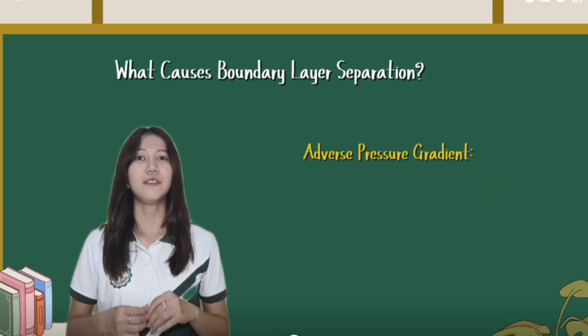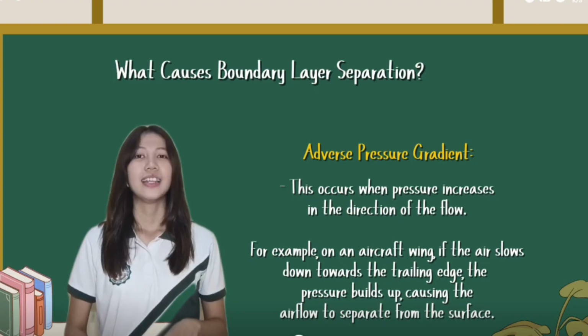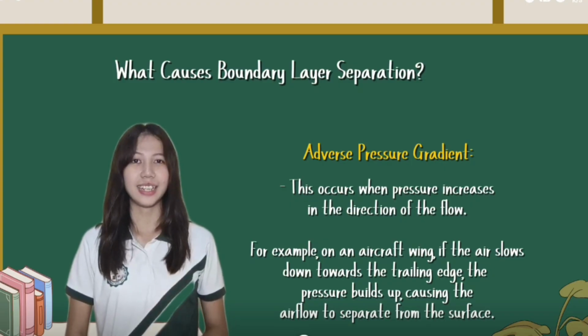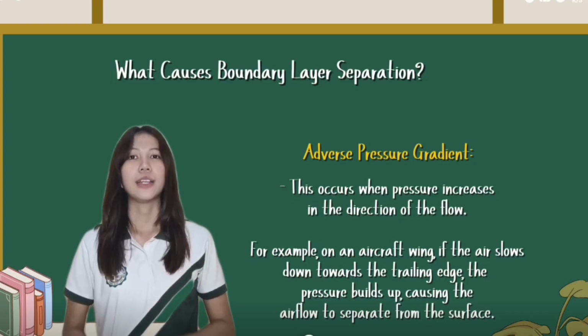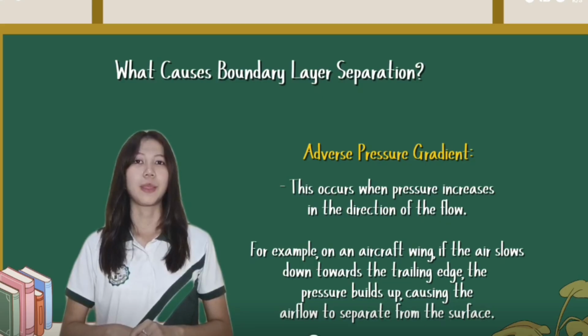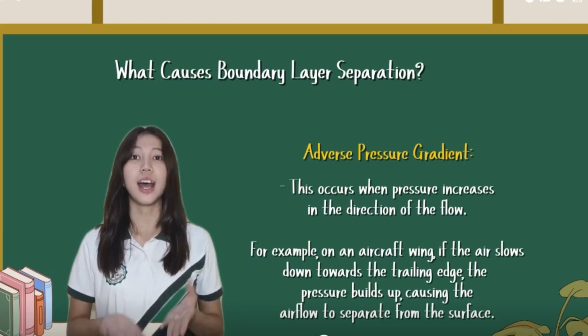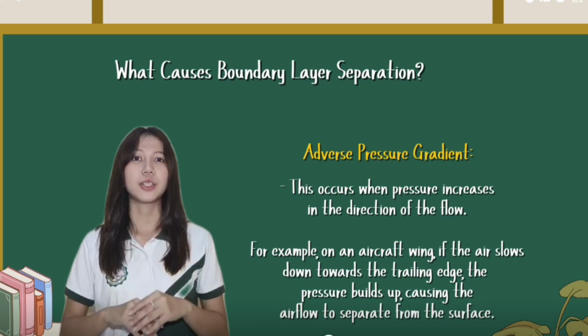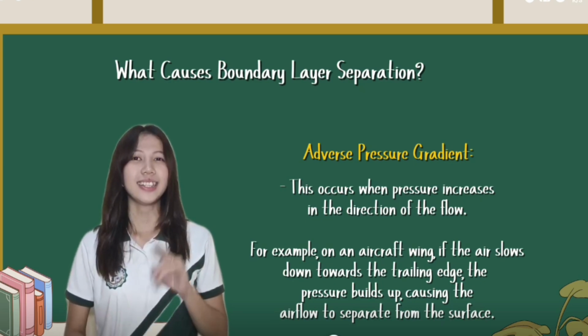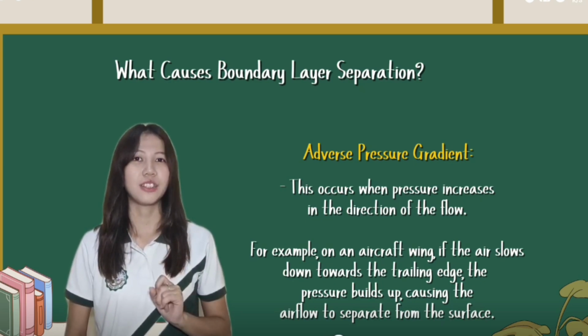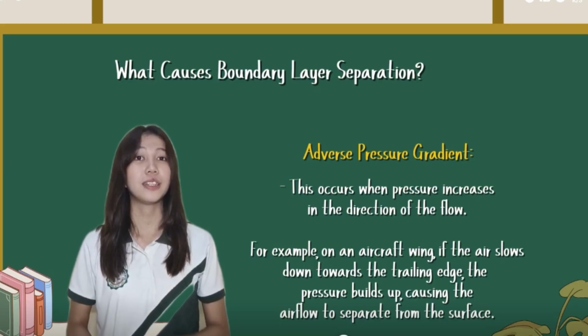Next, we have the adverse pressure gradient. This occurs when pressure increases in the direction of the flow. For example, on an aircraft wing, if the air slows down towards the trailing edge, the pressure builds up, causing the airflow to separate from the surface. This is a classic example of how pressure gradient can directly influence the flow behavior.